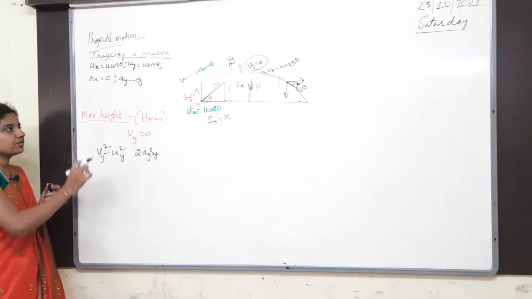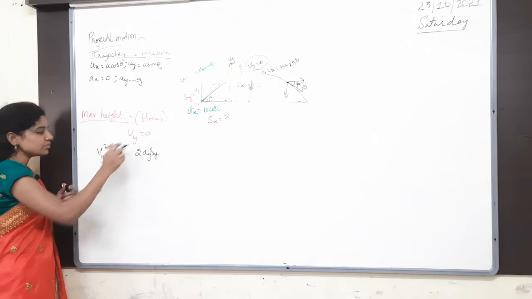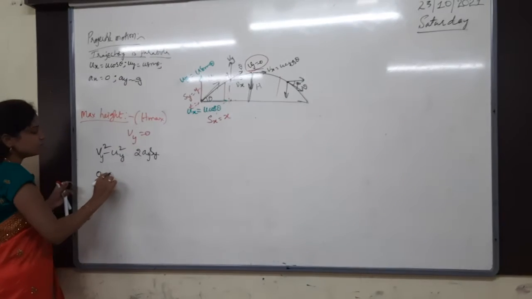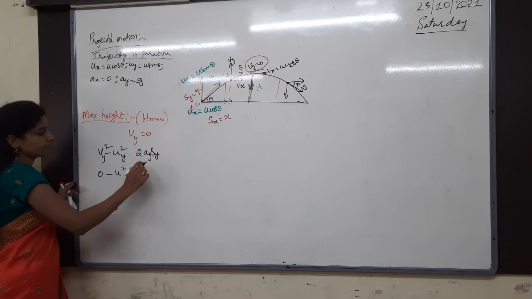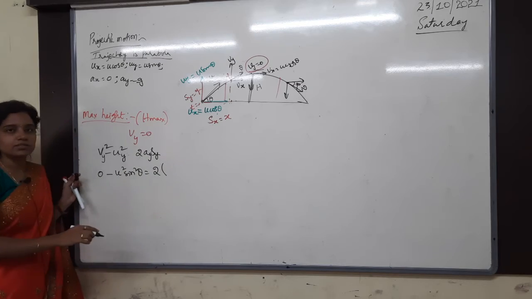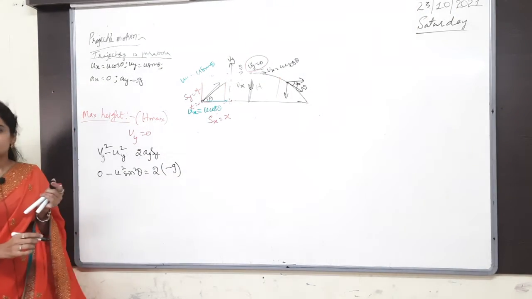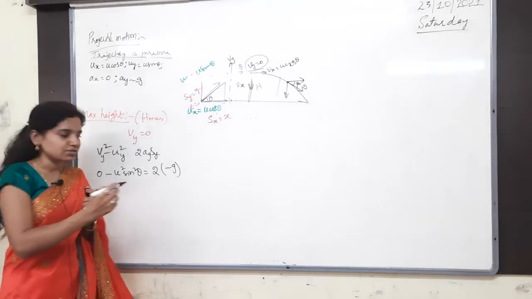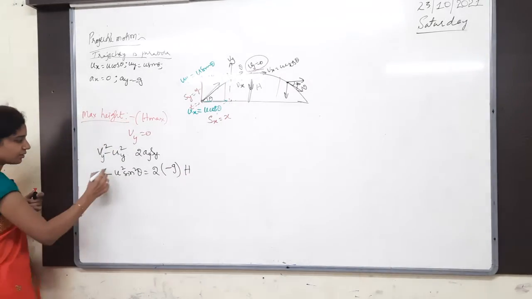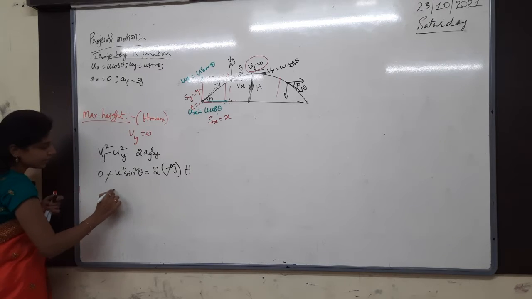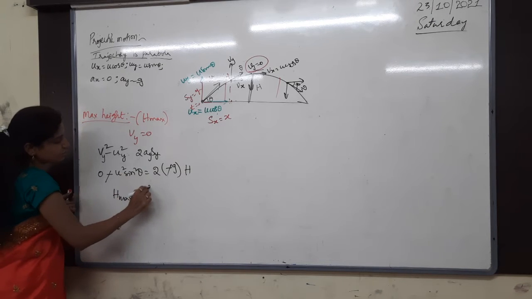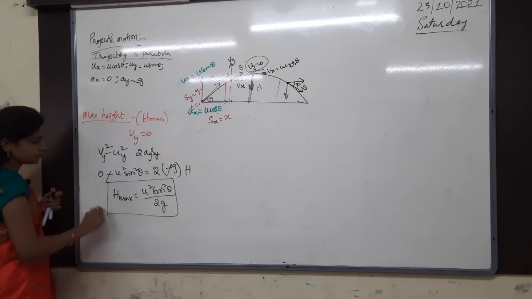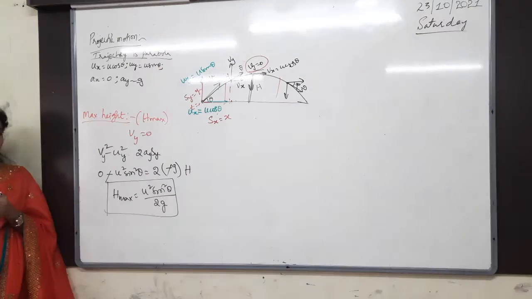So Vy square at maximum height, what is happening? Vy becomes 0, minus uy square. Initial velocity uy is u square sin square theta, equal to 2 into ay, which is minus g, and sy is h max only. The minus signs cancel here. So h max is equal to u square sin square theta by 2g. That's a very important formula.